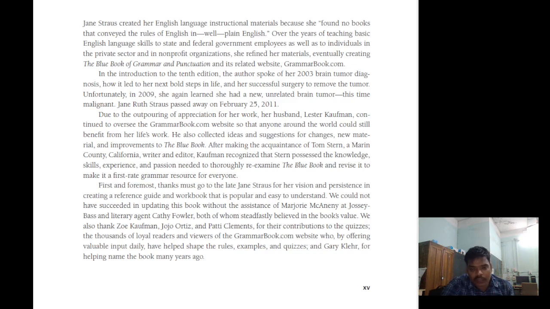After making the acquaintance of Tom Stern, a Marin County, California writer and editor, Kaufman recognized that Stern possessed the knowledge, skills, experience, and passion needed to thoroughly re-examine the Blue Book and revise it to make it a first-rate grammar resource for everyone. First and foremost, thanks must go to the late Jane Strauss for her vision and persistence in creating a reference guide and workbook that is popular and easy to understand.